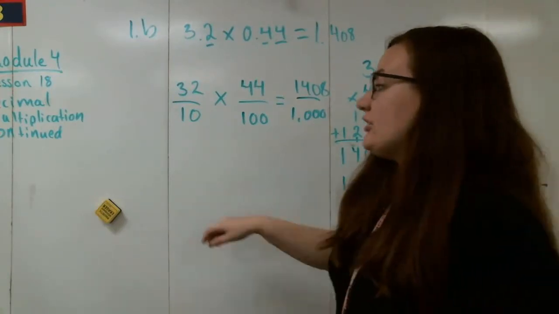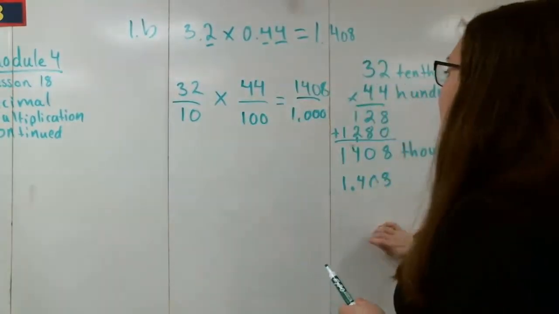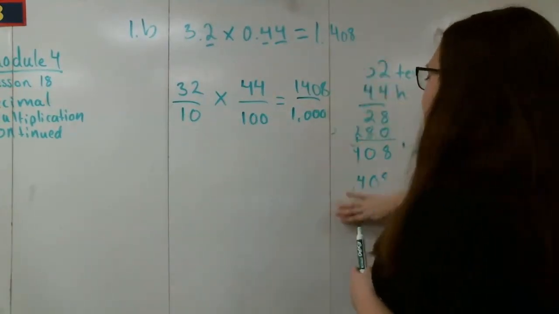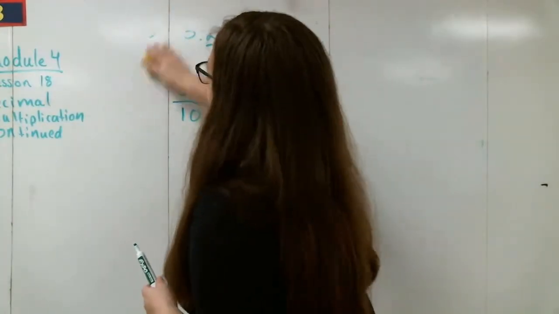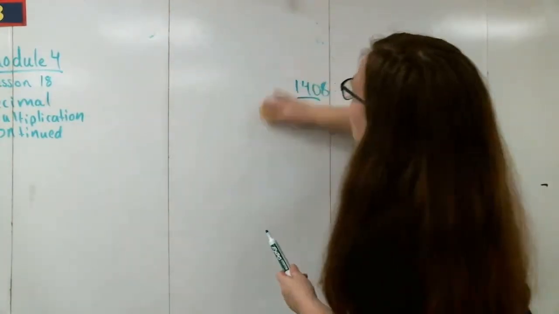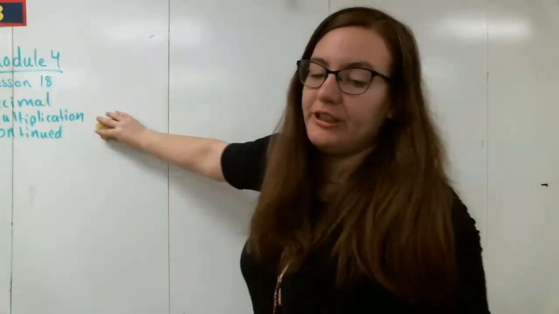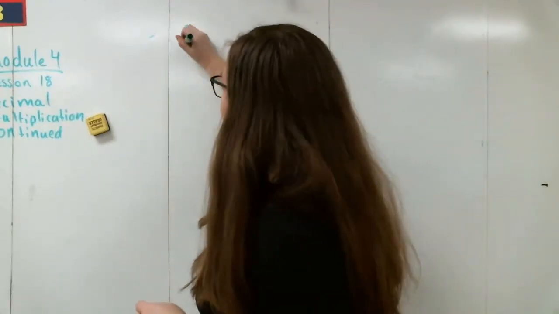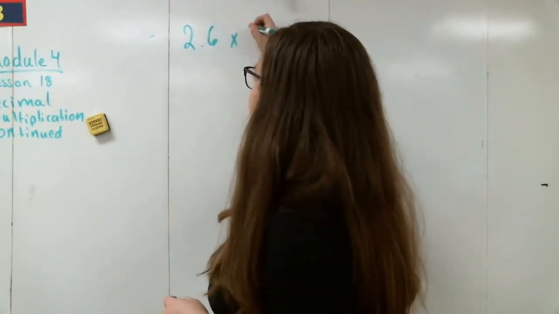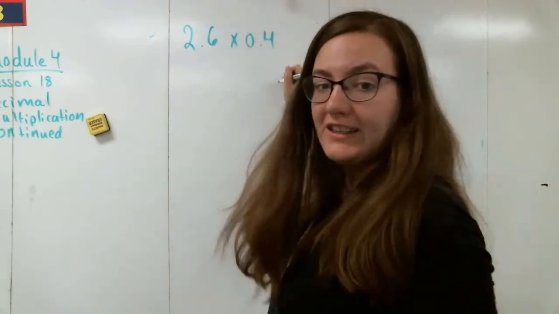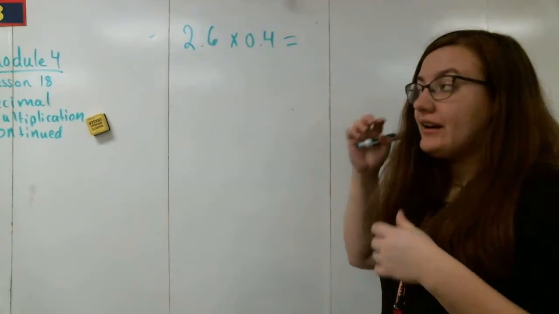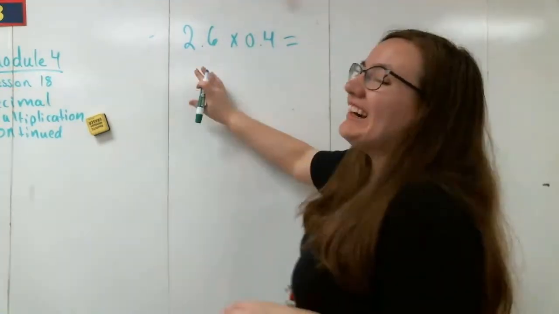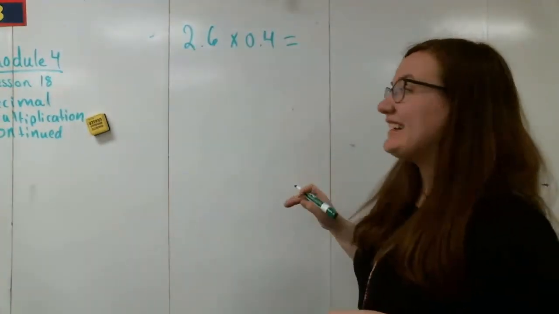So we're going to move on to the next problem. We're changing up our digits just a little bit, but the math is still exactly the same. All right. So for this next problem, we are doing 2 and 6/10 times 4/10. And just like before, we'll write this as fractions first and then in our standard algorithm.